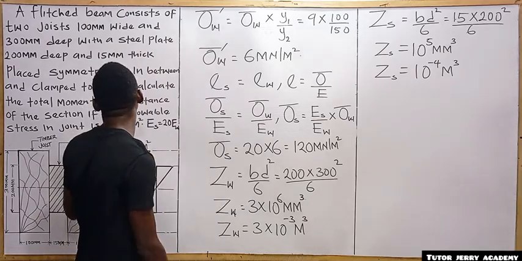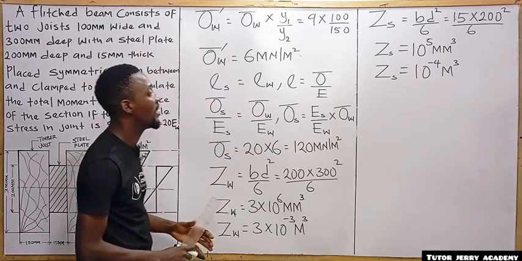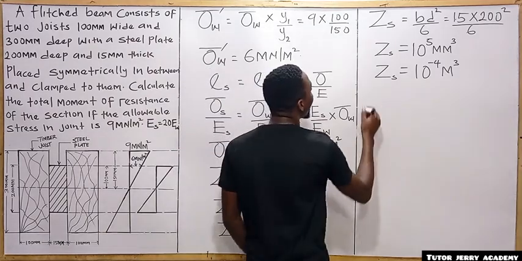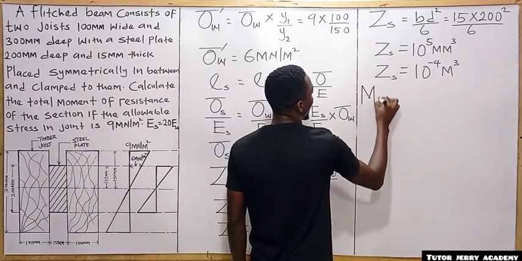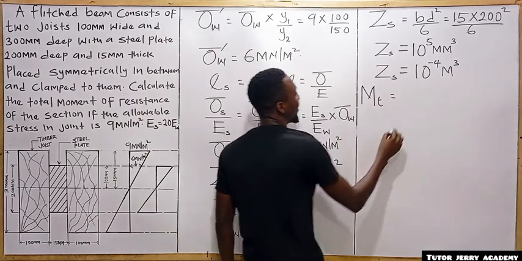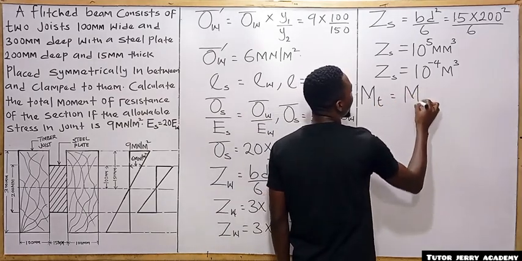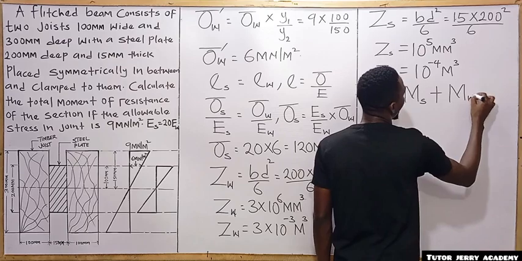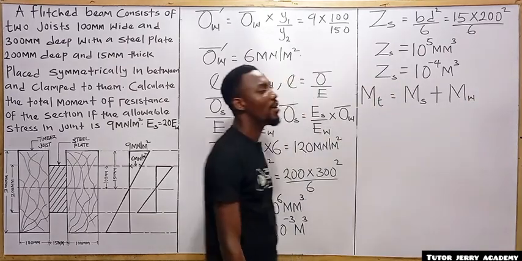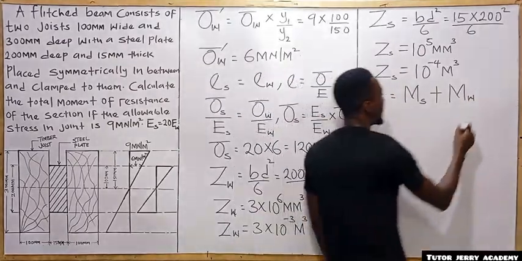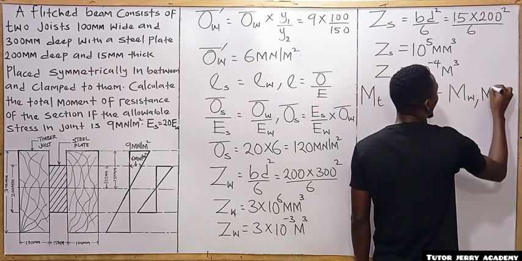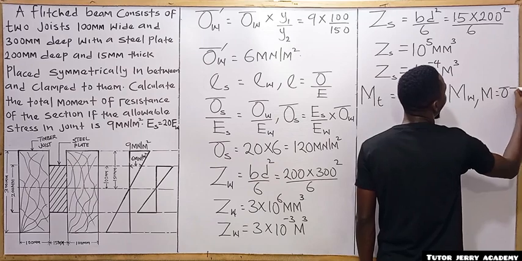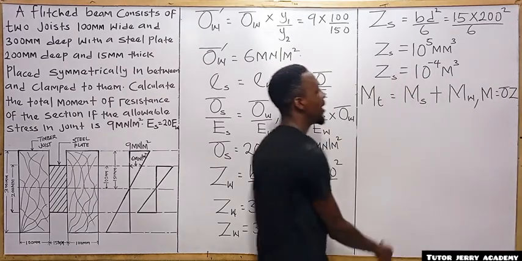And the question is to find the total moment of resistance. All right. We know that the total moment of resistance is equal to the moment of the steel plus the moment of the wood. And again, you are going to recall that moment is equal to stress multiplied by section modulus. Is that clear? All right.